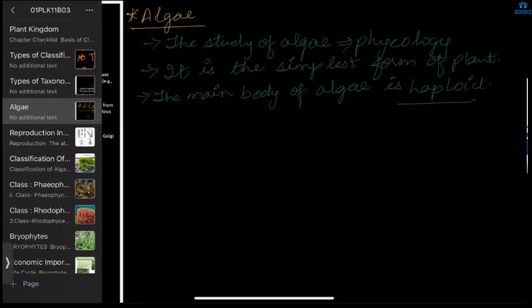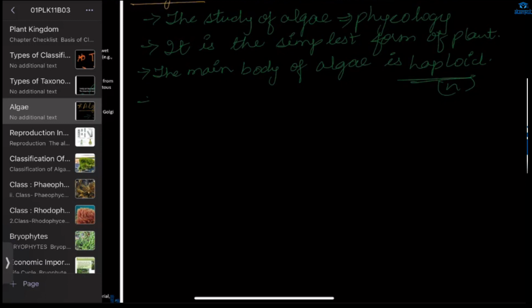This haploid and diploid phase, when we study the life cycle, then I'll explain you in a better way. So for now, the main plant body of algae is what? Haploid. Okay, and since algae is what? It is a green plant, or we can say algae is chlorophyllous because it is able to make its own food. So we can say it is chlorophyllous.